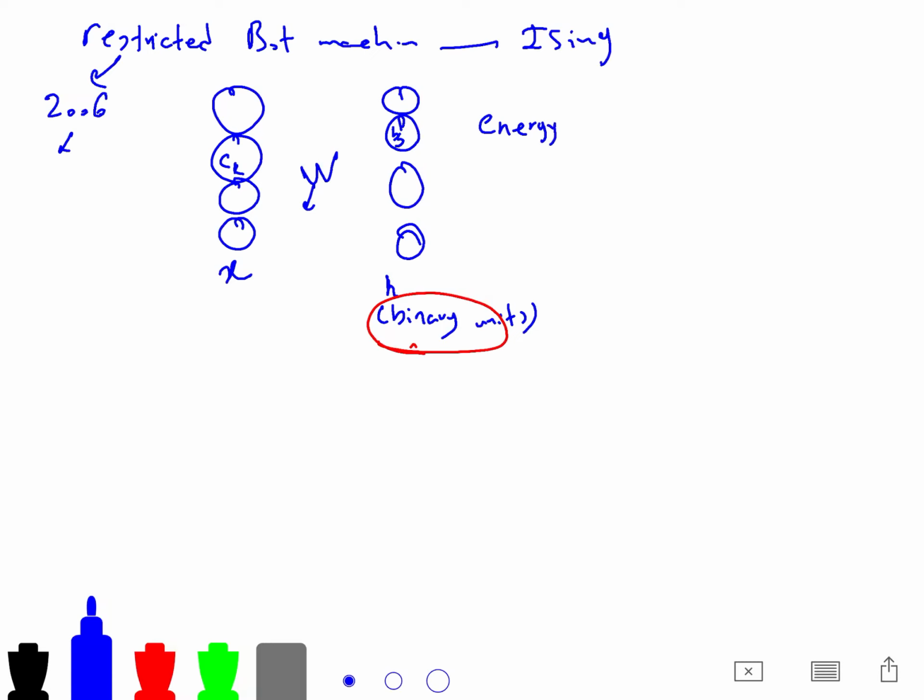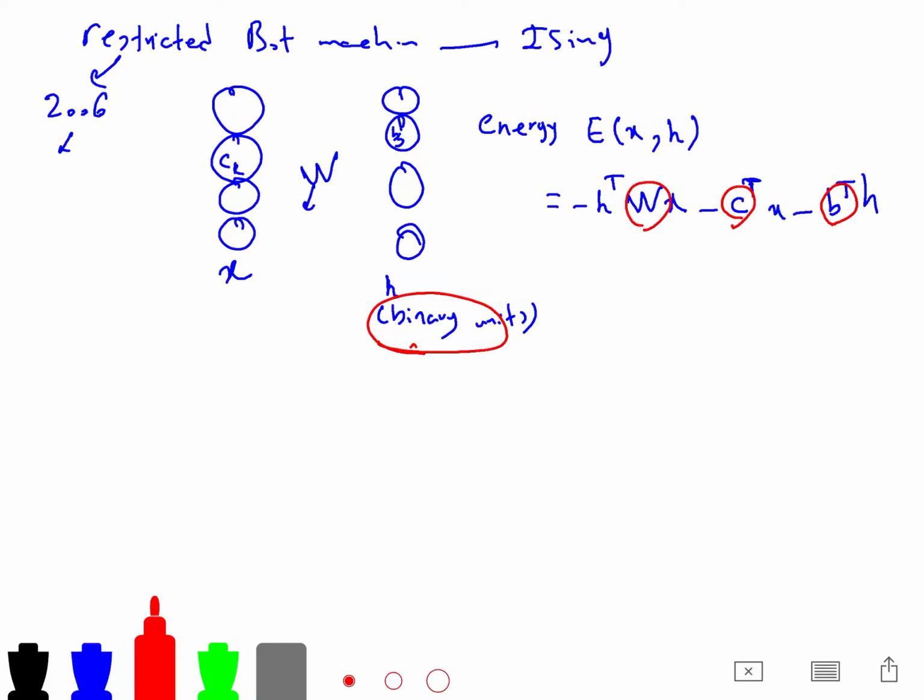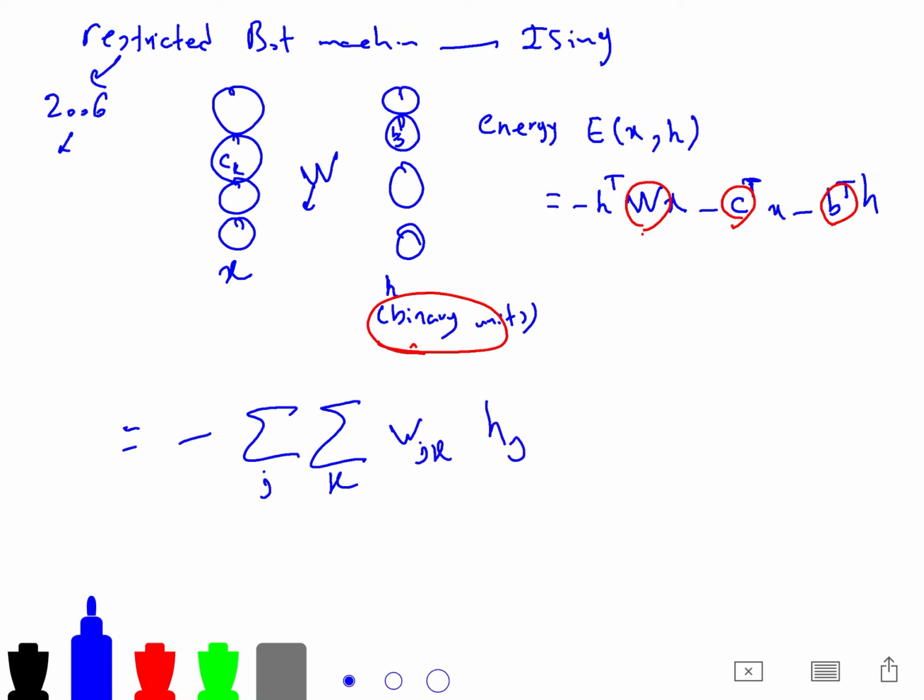The energy E of the input and the hidden layer is minus h transpose W x, minus c transpose x, minus b transpose h. W is the parameter that you have to estimate, so b, c, and W are your parameters. You can write it as minus the sum over j and k of W_jk h_j x_k, minus c_k x_k, minus b_j h_j, with summation over k and summation over j.